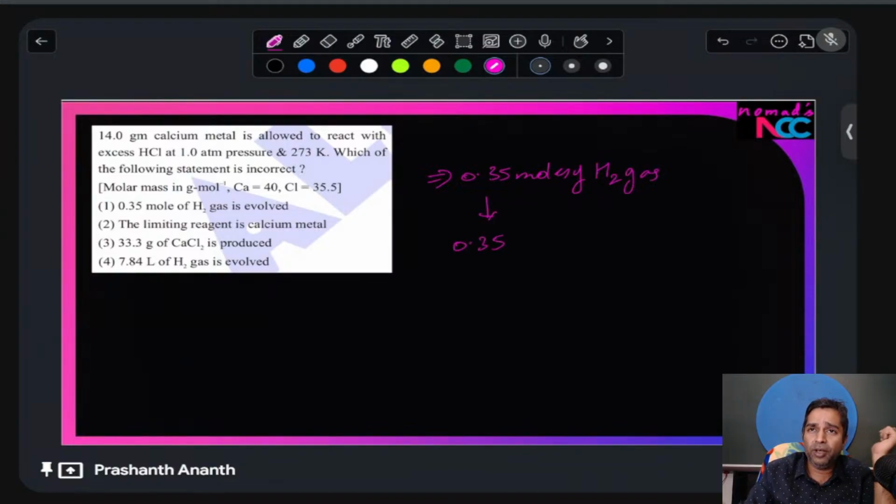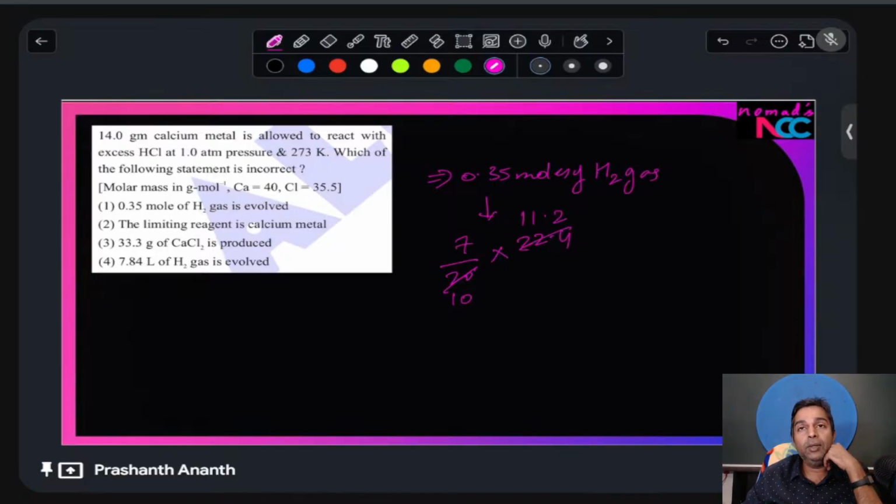Now instead of putting it as 0.35, it is much easier to shift it back to 7 by 20, because cancelling out is always easier. So 7 by 20 into 22.4. In this case, let's divide this by 2 so that it becomes 10 and it becomes easier for us to do the calculation. So 7 into 11.2, which means we are going to have it divided by 10.